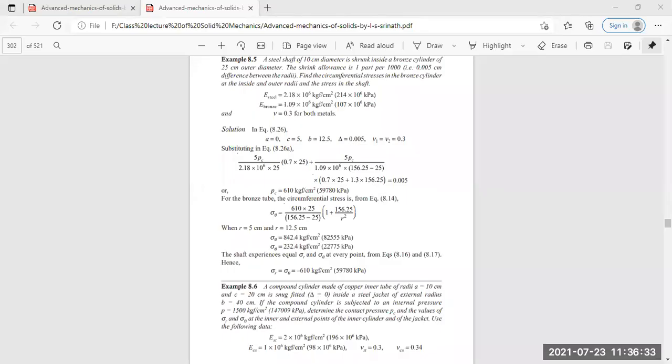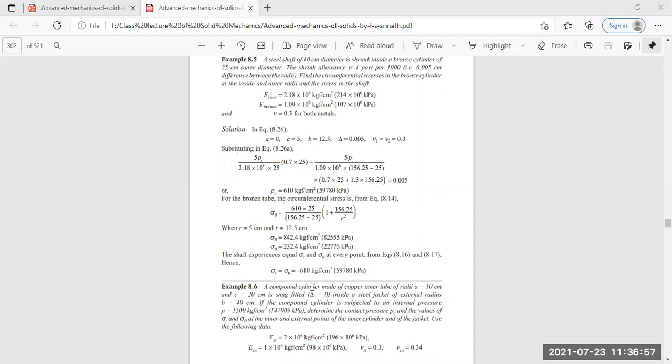Yesterday, day before yesterday, in the last class, we discussed a solution, but you could not finish it. Let us discuss from the very beginning and finish the problem, and then go for the remaining part of our discussion. A compound cylinder. What is the example? It was a numerical example.